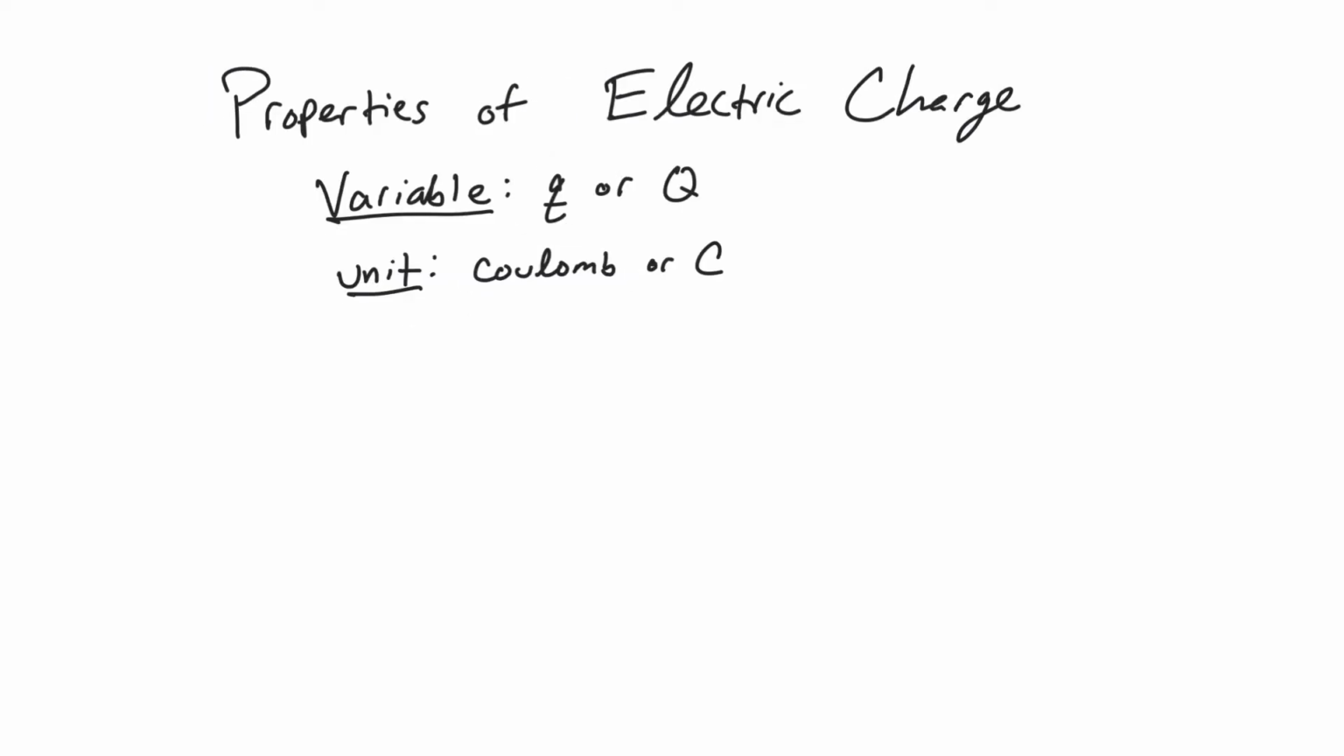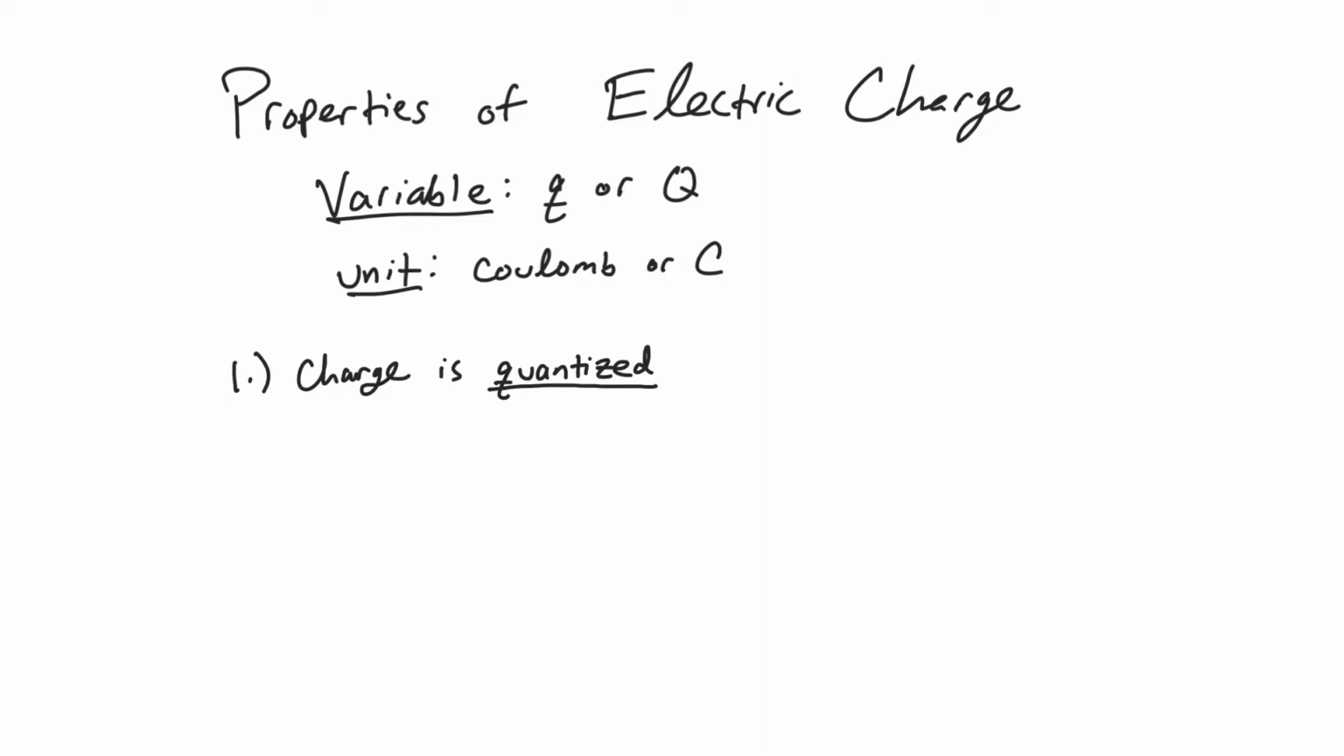So the first thing obviously is just how do we represent it. The variable is lowercase q or capital Q, just depending on the context, and we'll see examples of that as we move forward through this unit. And then the unit of charge is the coulomb, or capital C. So that's the basics. And then in terms of the fundamental properties, let's take a look at those.